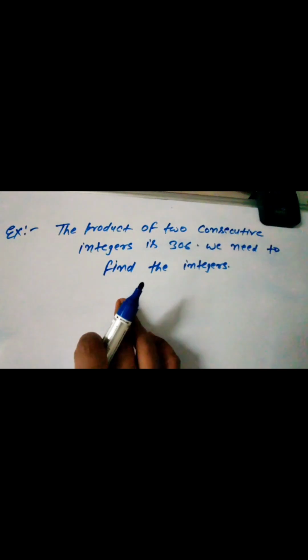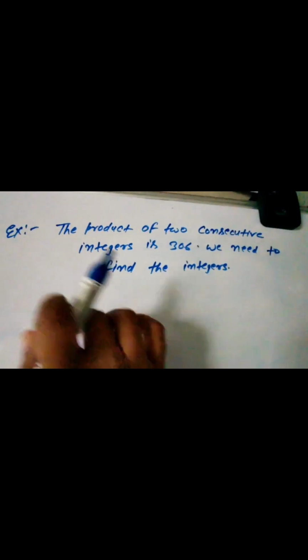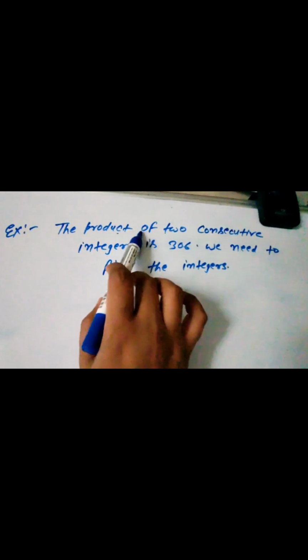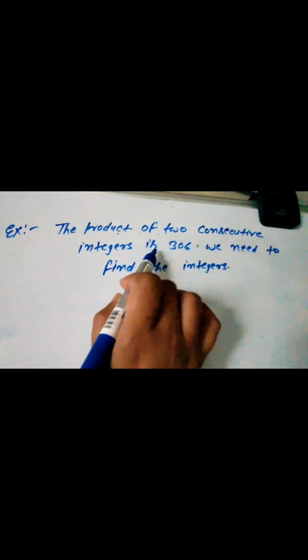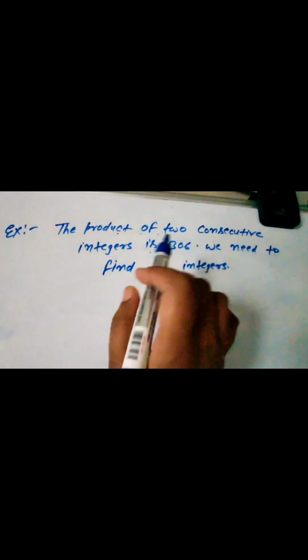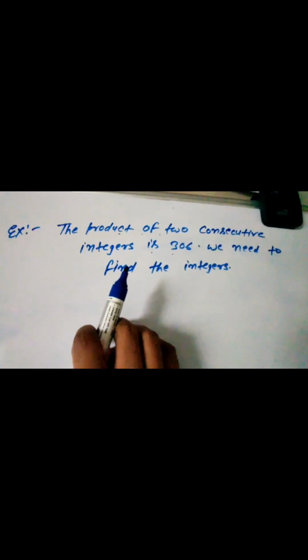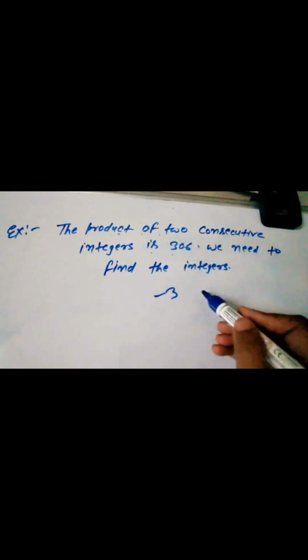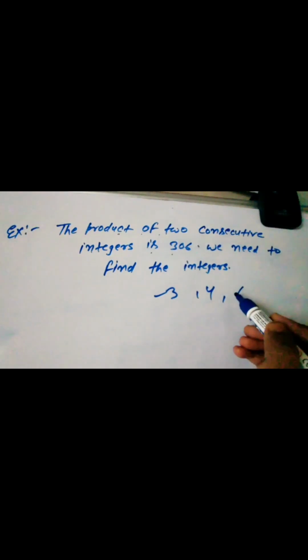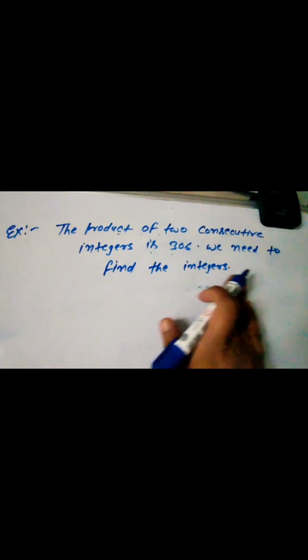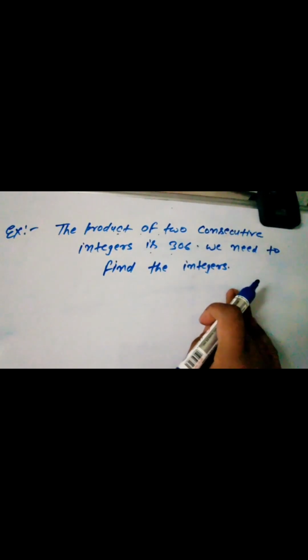For a quadratic equation example, the question is: the product of two consecutive integers is 306. We need to find the integers. How can we find this? First, what is an integer? Integer means all negative numbers and all positive numbers. Just -3, this is an integer. 4, this is an integer. 6, this is an integer. Then how can we find two integers whose product is 306? Integers can be negative and positive also.